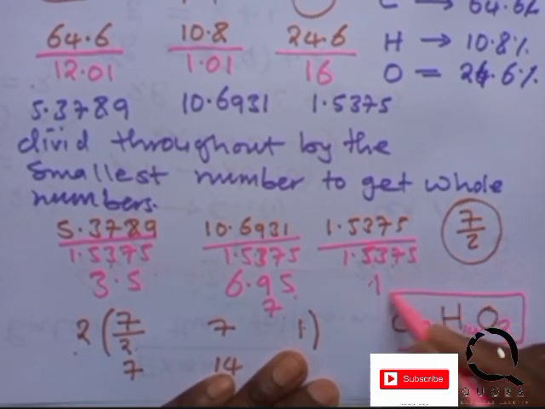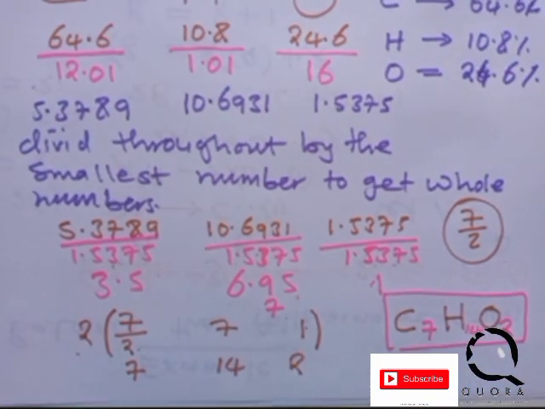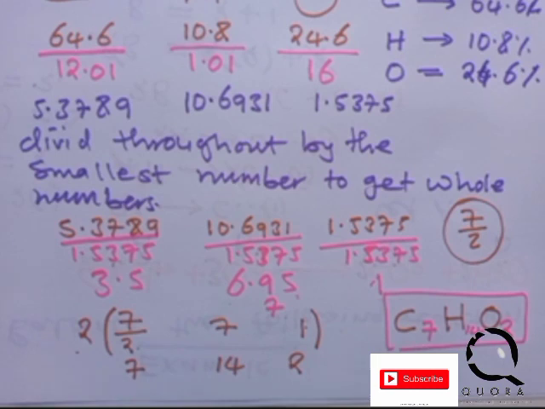Finally, this qualifies to be my empirical formula. That qualifies to be our empirical formula. So the question continues. They are saying, given that the molar mass is about 162 grams per mole, what is the molecular formula? This is my empirical formula. Now they are saying the molar mass is found to be 162 grams per mole. We need to find what we call the molecular formula.